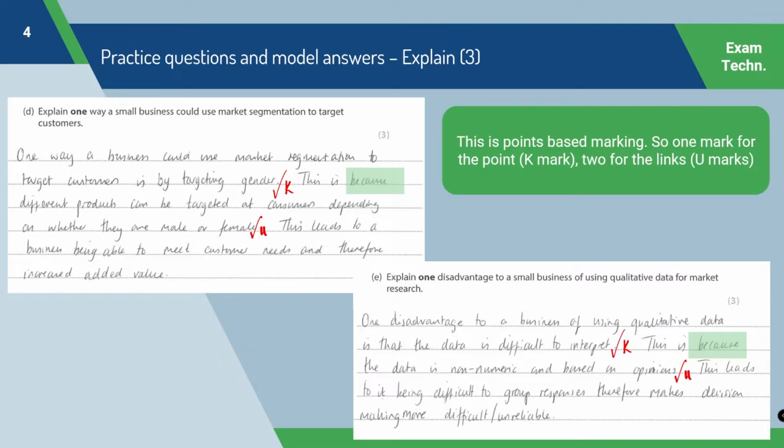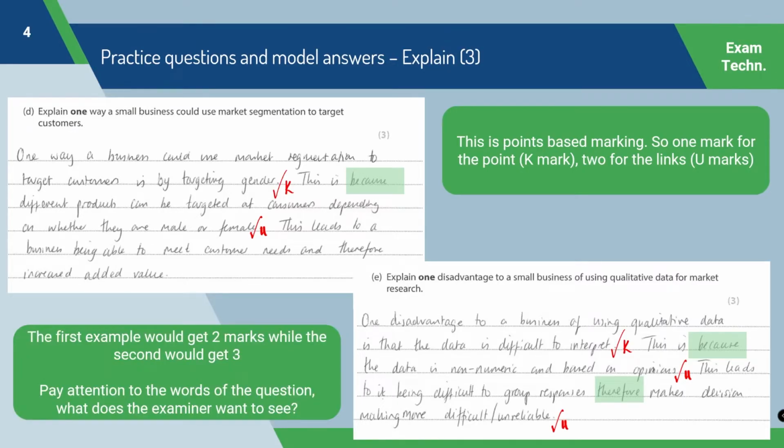Finally, the student says, this leads to it being difficult to group responses, therefore makes decision making more difficult or unreliable. That just about gets the 3rd mark, because let's say you had a range of opinions, you may not then have a really pinpoint way to change the product's appearance with such a wide range of opinions. Whereas if you had statistical data, that would be much easier for you to make a decision. So that first example will get 2 marks. The second example will get 3.